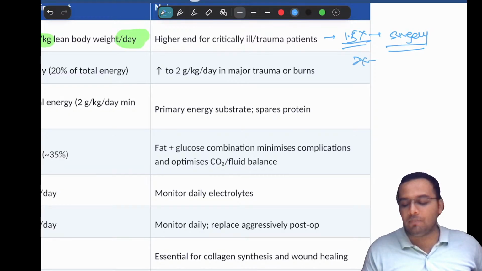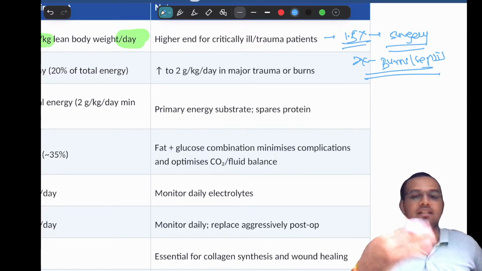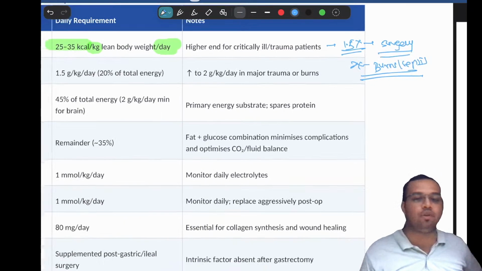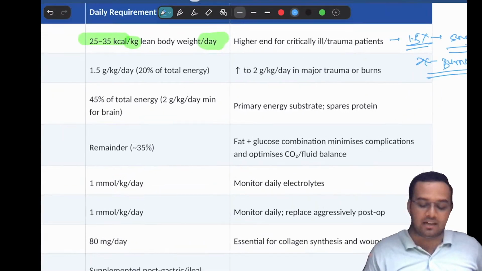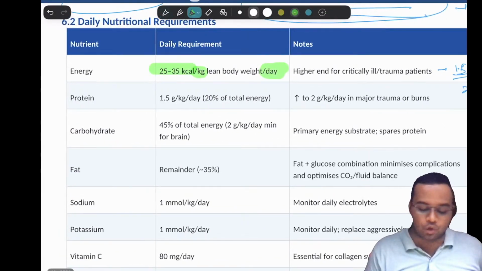2 times more in patients of burns and sepsis. Because the body is having a lot of metabolism, this energy requirement is going to jump 1.5 to 2 times in patients who are undergoing operation or burns. So protein requirement, again, we are so much hypoproteinemic.